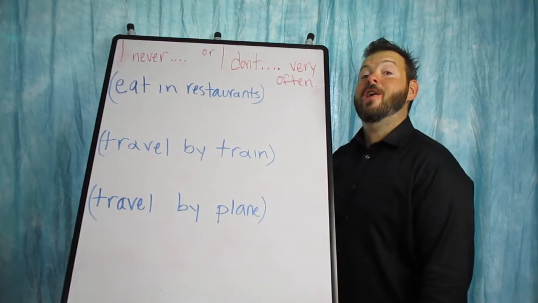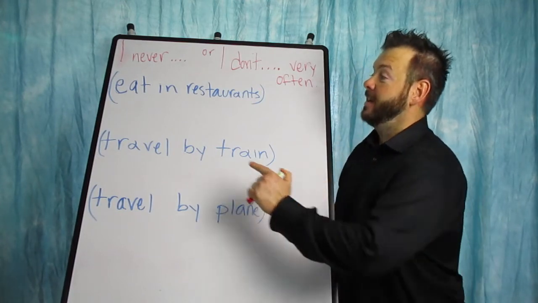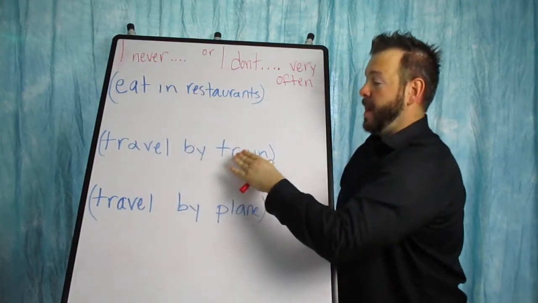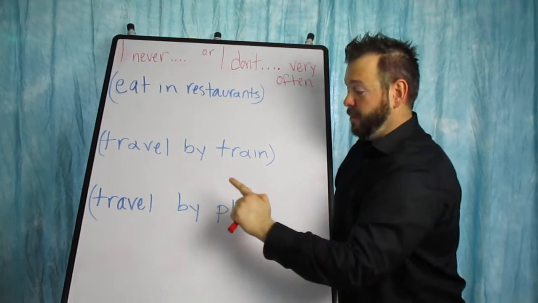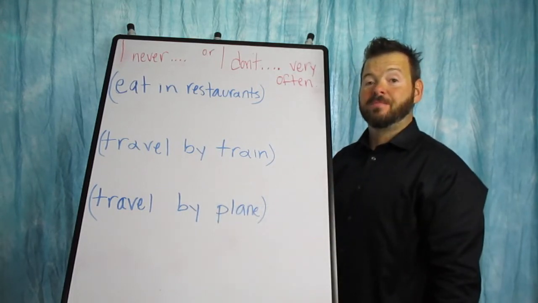All right, here are even more sentences to practice with. Let me read it. Eat in restaurants, travel by train, travel by plane. Pause the video and write everything down.